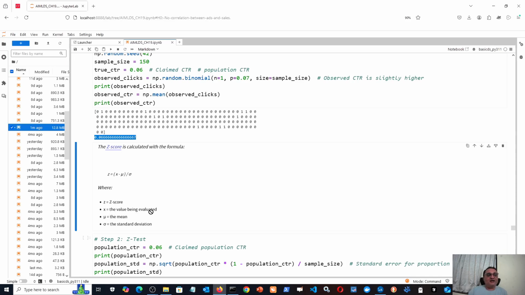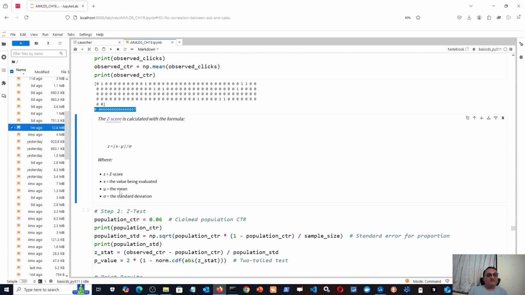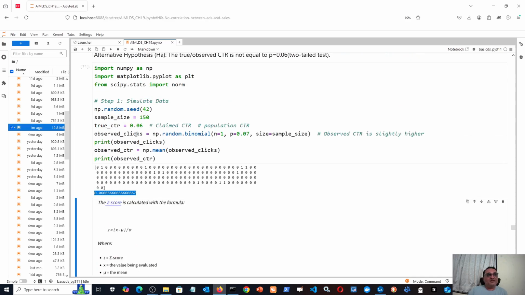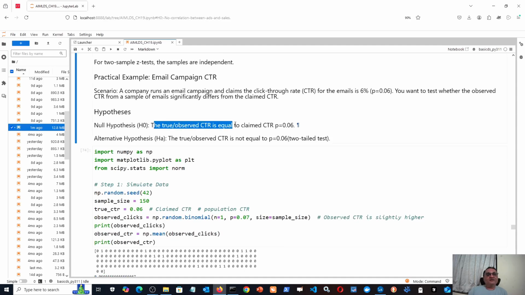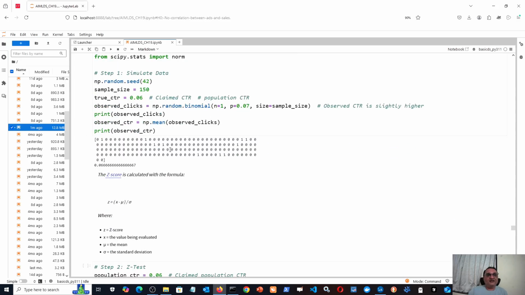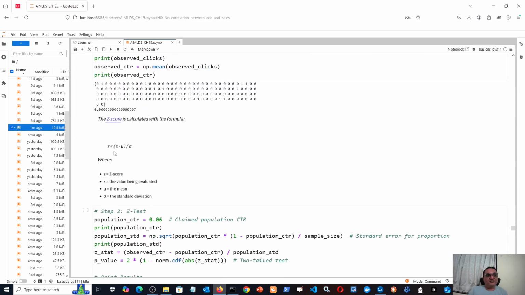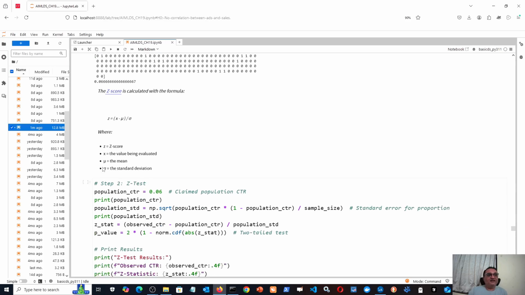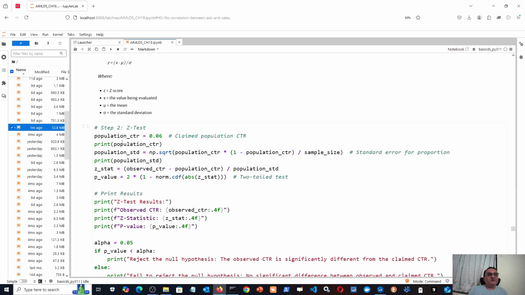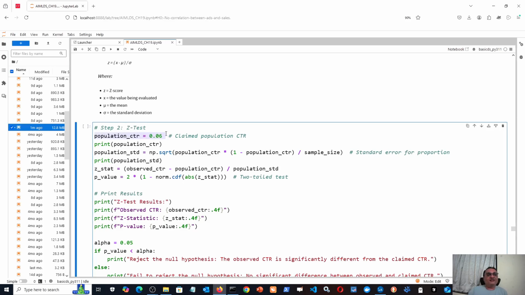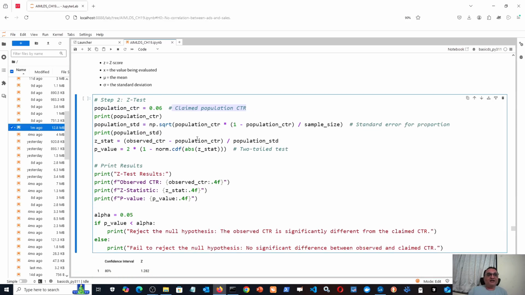And X bar is the population mean, and you are just finding whether the two are sufficiently close, so that I can say that observed and claimed, meaning sample and population, are equal, or whether X bar and mu are far away from each other, right? And sigma is the standard deviation. Okay, so I am given that the population click-through rate is 6%. That is what my marketing company claimed. So I am printing that, and the population standard deviation I can easily find from the click-through rate.